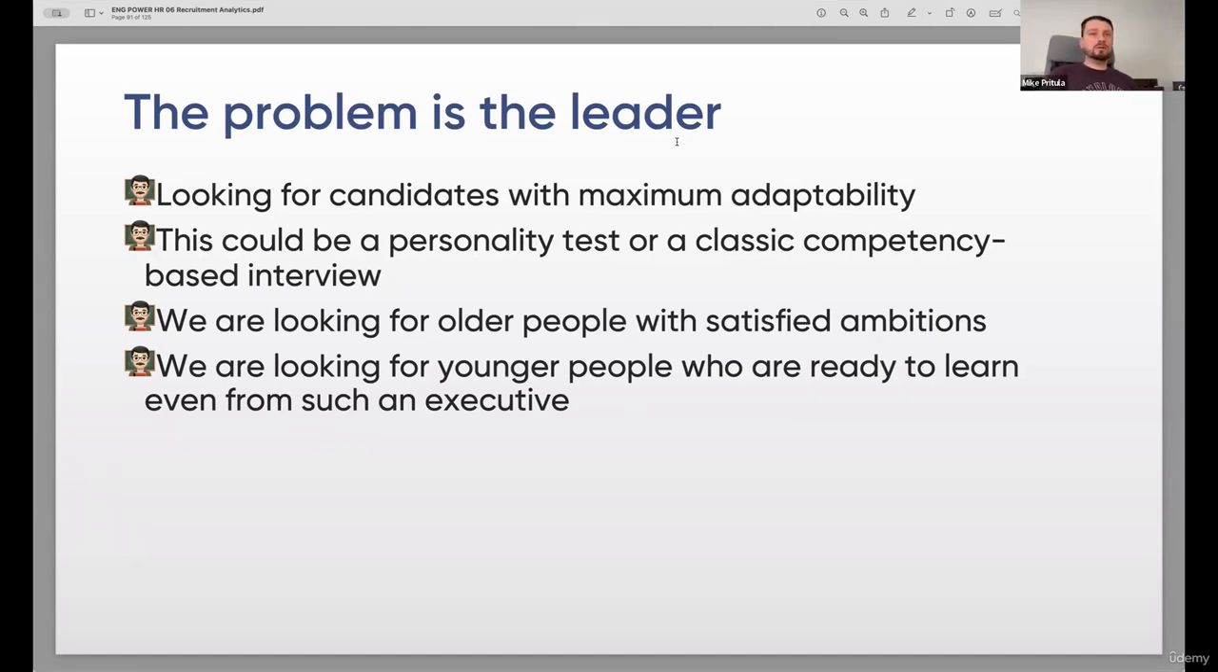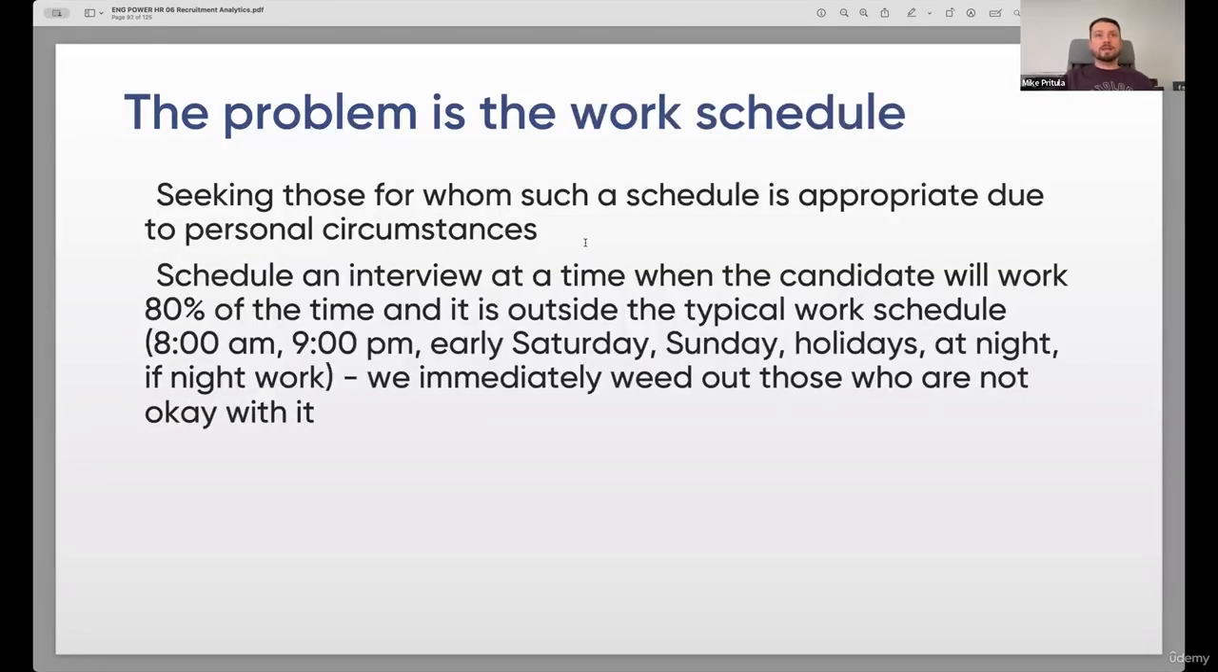We are looking for older people with satisfied ambitions, or for younger people who are ready to learn even from such an executive with non-standard behavior. If the problem is the working schedule, then try to organize interviews during this problematic schedule, during the night or weekend, if you want to hire people who are ready to work in this time frame.